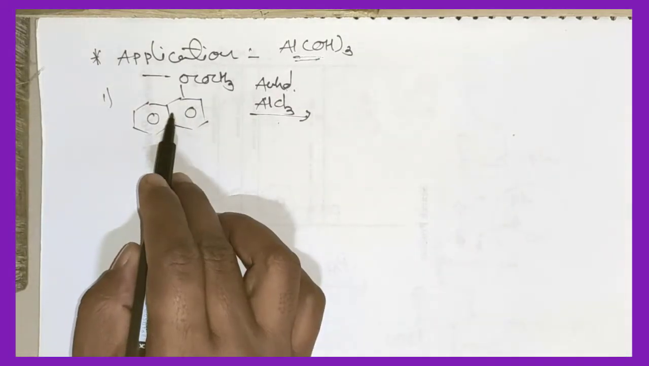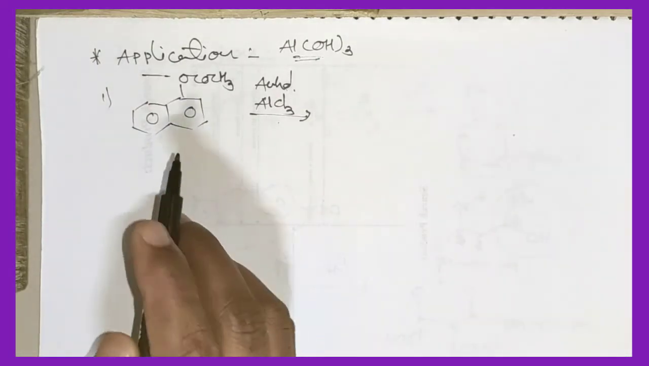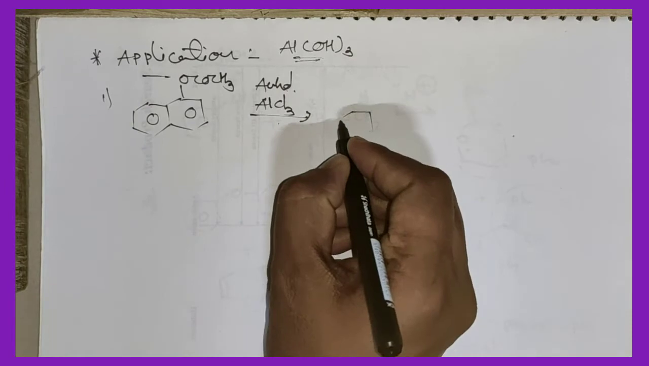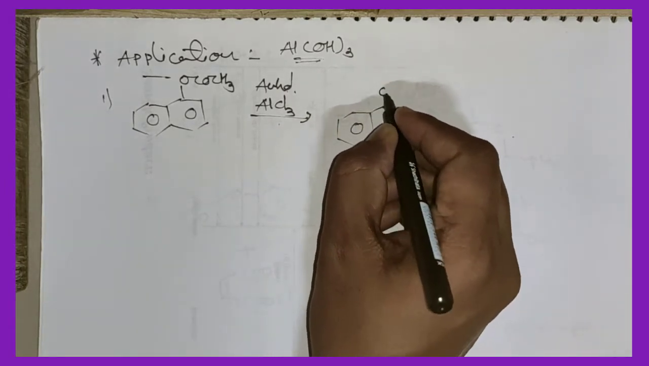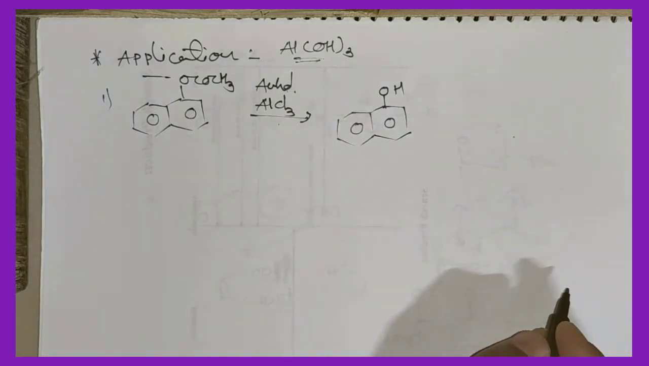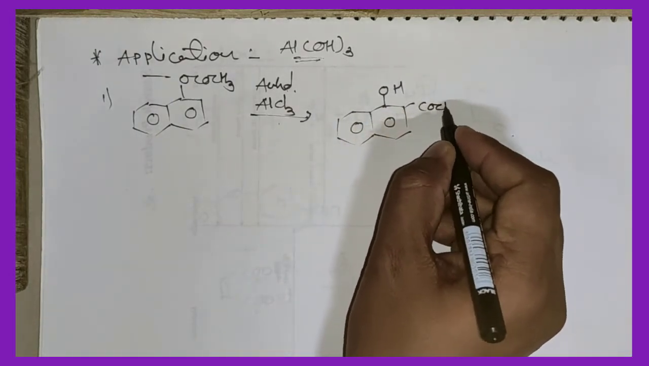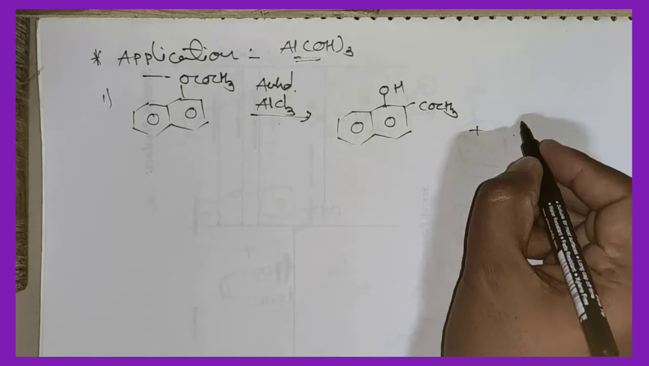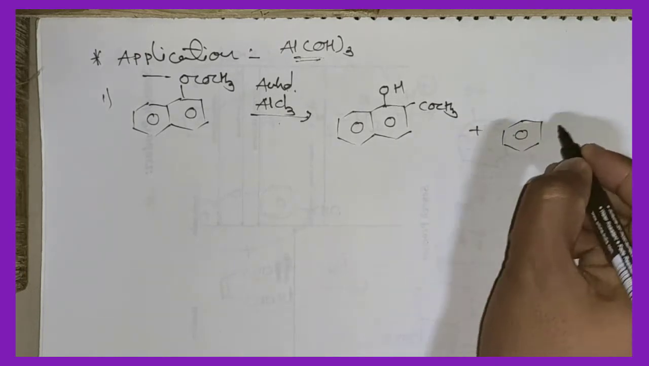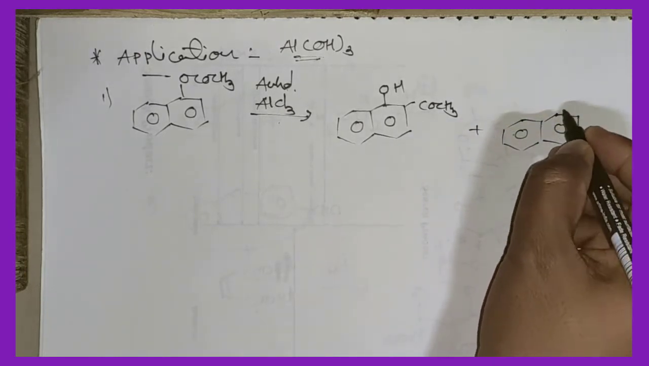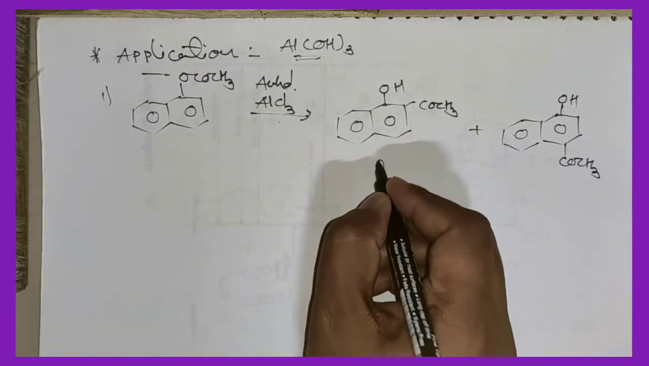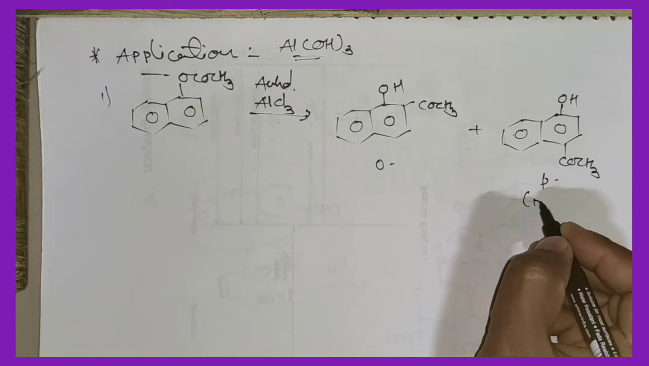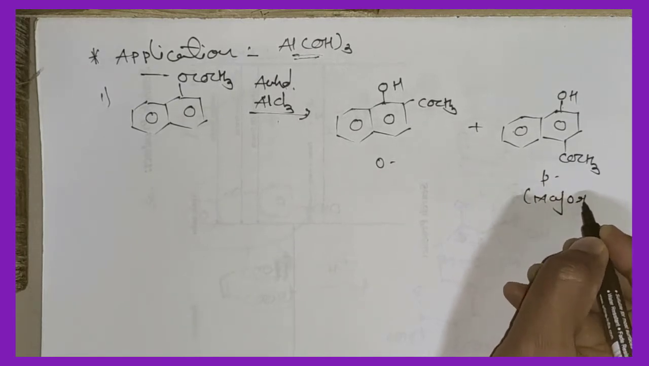So here two products are formed, one is ortho, one is para. Here the OCOCH3 group is converted to OH, one COCH3 group at the ortho position, and the second COCH3 group at the para position. Right? This is the ortho isomer, this is the para isomer, and this one acts as the major product.